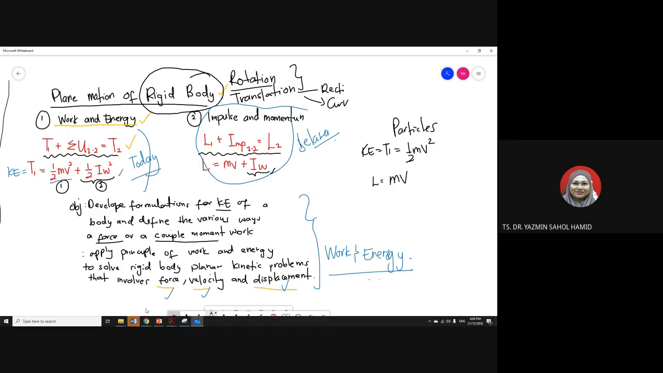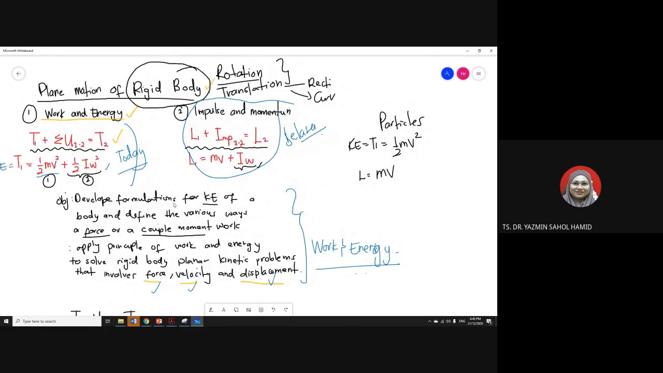For the objective for today's class, we want to develop the formulation of kinetic energy of a body and define the various ways a force or couple moment does work. So there will be a force involved, there will be a couple moment involved. Then we're going to apply the principle of work and energy, that is T1 plus summation of work equals T2. We want to solve rigid body planar kinetics problems that involve force, velocity and displacement, because force, velocity and displacement are involved in the formula of the principle of work and energy.